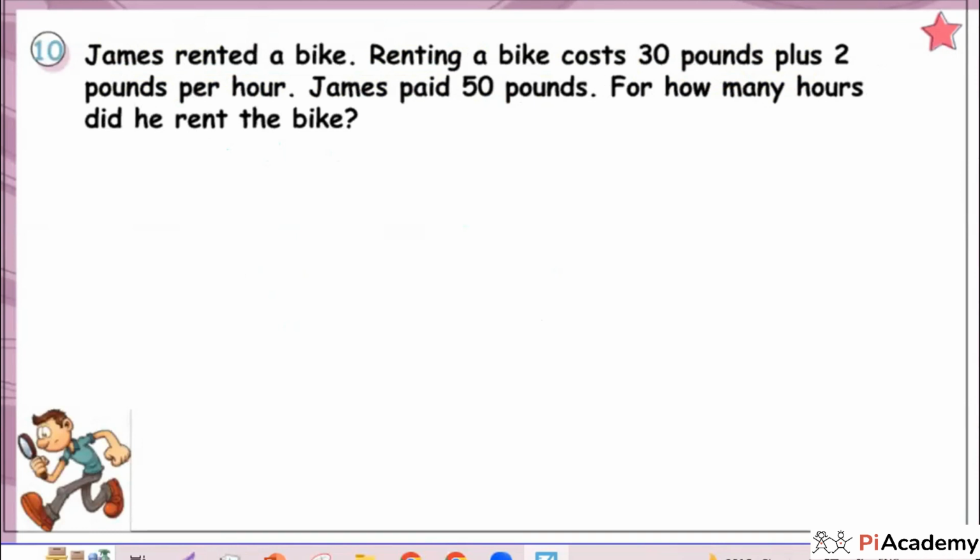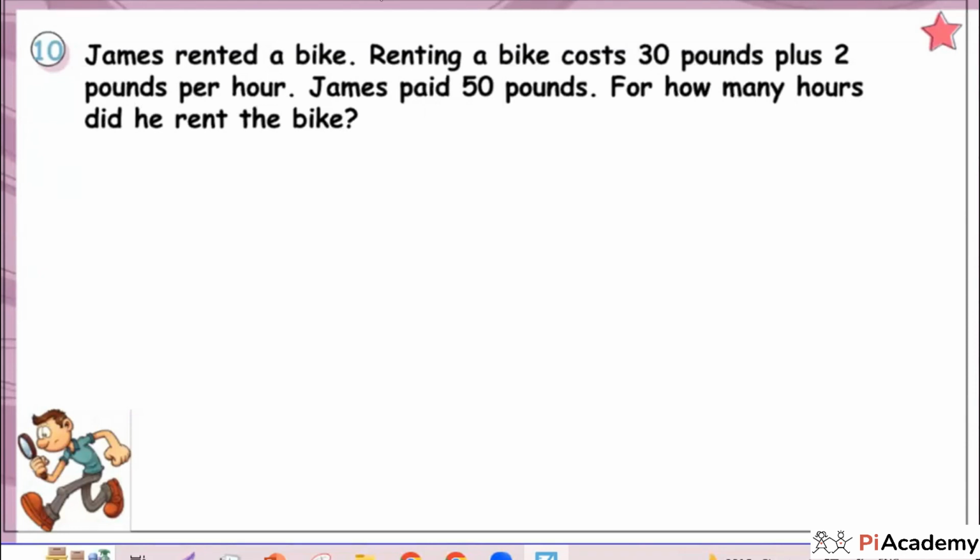James rented a bike. Renting a bike costs £30 plus £2 per hour. James paid £50. For how many hours did he rent the bike? Okay. So now please solve, everyone. Enough time provided, and now last 1 minute, because I cannot see many answers in the chat box. Let's wait for more answers and then we can start solving.